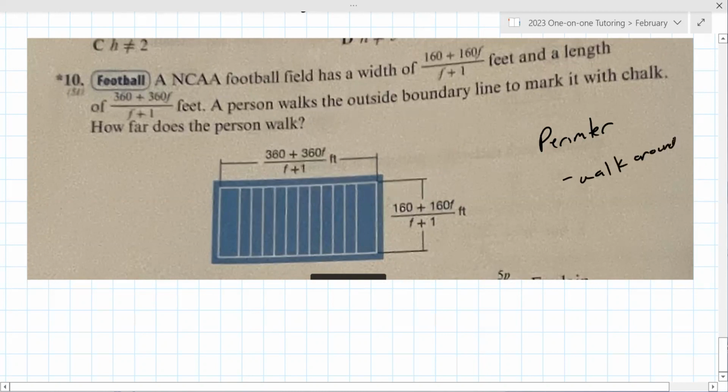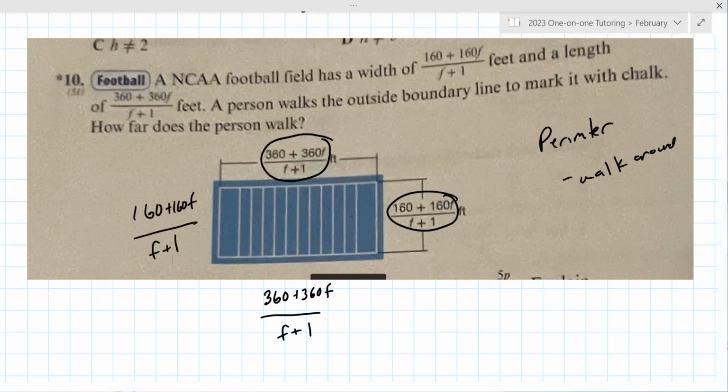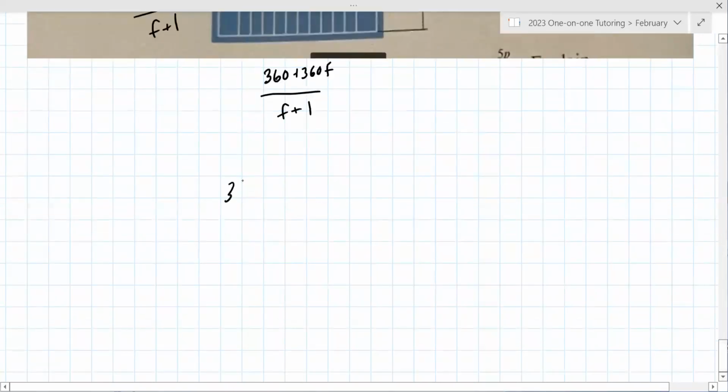Okay, so this right here is also on the other side here. 360 plus 360F over F plus 1. And then same thing with this here, this is also the same. So this problem is a bit deceptive. We're going to look at this top one here. The bottom one doesn't really matter. Just look at the top. Is there anything that's common in the top? Is there a greatest common factor?